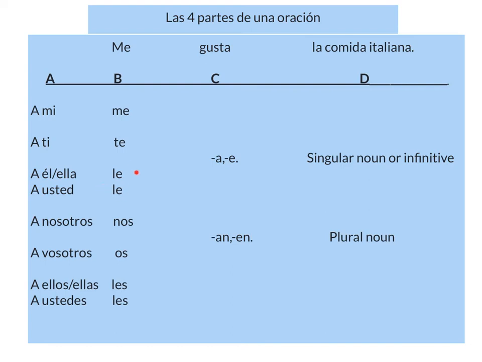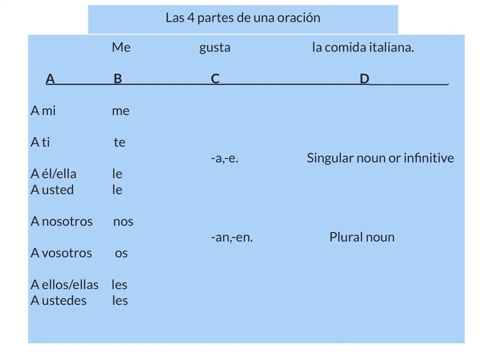If you notice that le and les are used with a bunch of different people, then you picked up on the confusing part. So, especially for le and les, it's important to include a él or a ella or a usted, a ellos, a ellas, a ustedes at the beginning of your sentence.